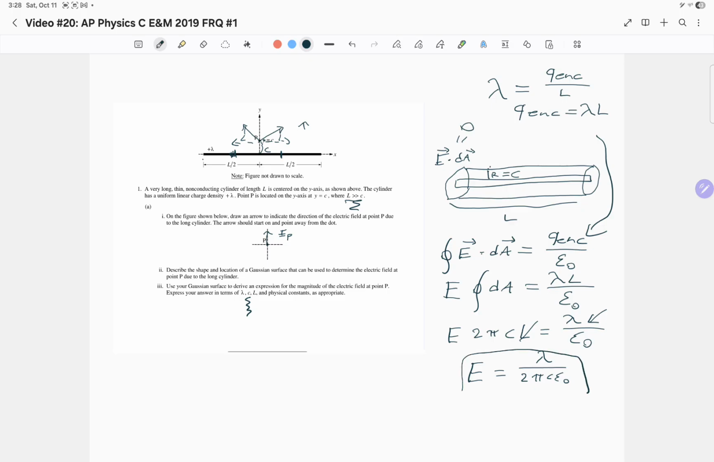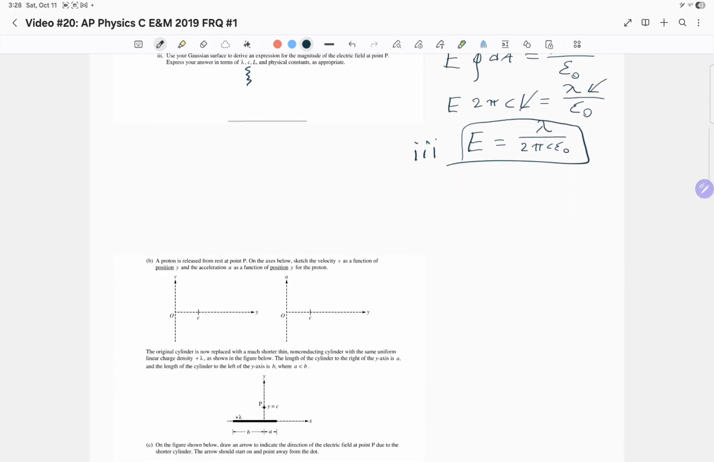So our units check out. That's our answer for part I. Not so bad, right? Okay. Let's move on to part B.